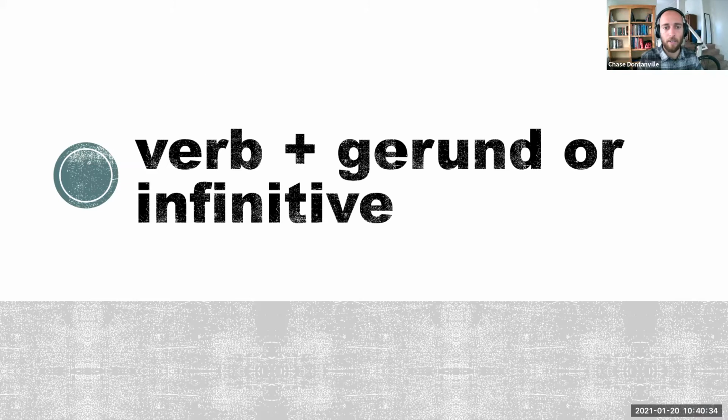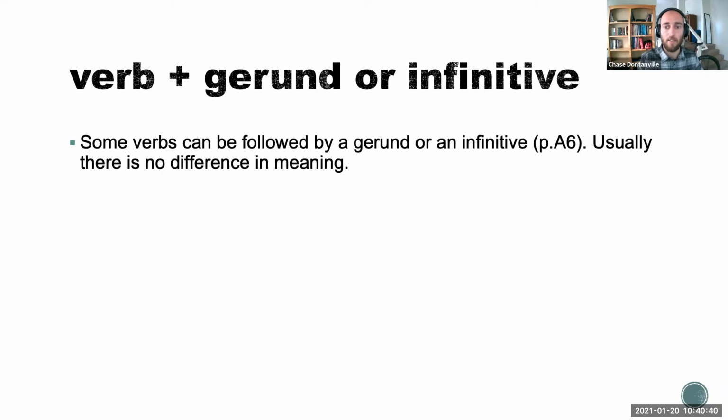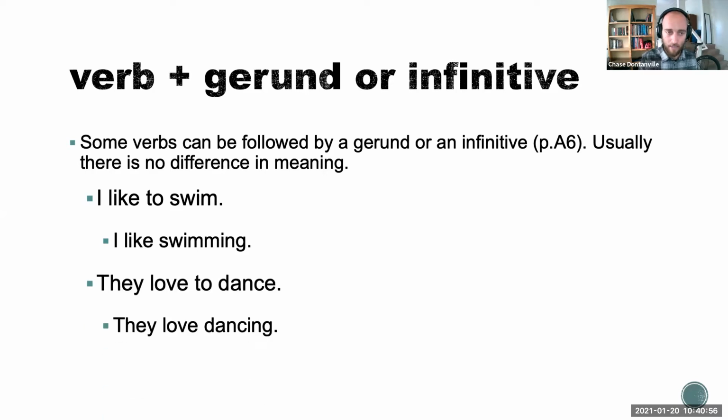All right, let's finish with verb plus gerund or infinitive. Some verbs can be followed by a gerund or an infinitive. And usually there is no difference in meaning, okay? For example, like. You can say, I like to swim, or I like swimming. Same meaning. They love to dance. They love dancing. Same meaning, okay?